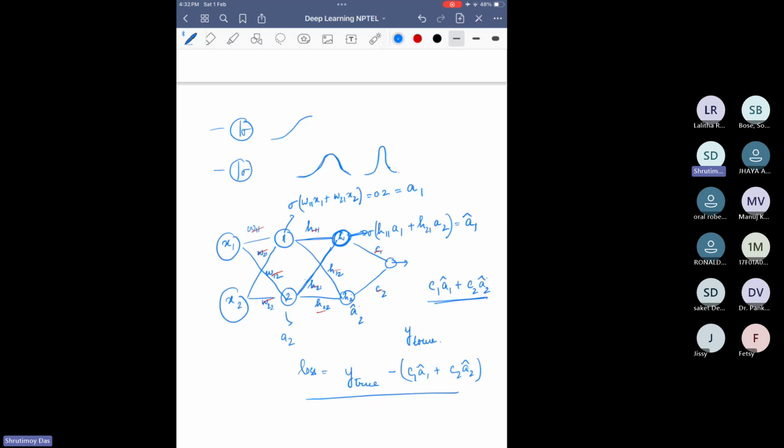So for small networks, it is easy to write it down. For large networks, it is a bit tiring to write it down because you'll have a lot of these combinations. So that is how the learning happens in neural networks. Is that clear?